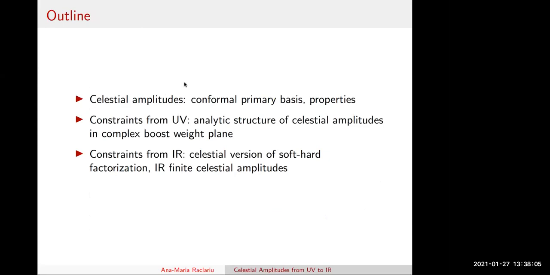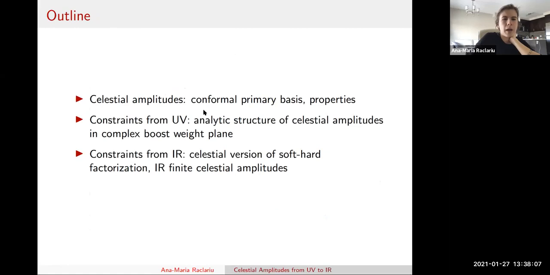So I'm going to start off by introducing celestial amplitudes. In particular, I'm going to be describing how one can go from the spaces of momentum eigenstates to the spaces of boost eigenstates, or conformal primaries. And I'm going to be describing some properties of these celestial amplitudes.